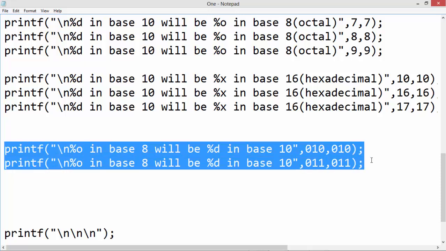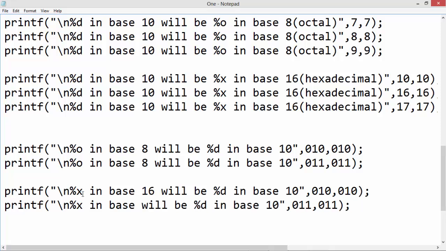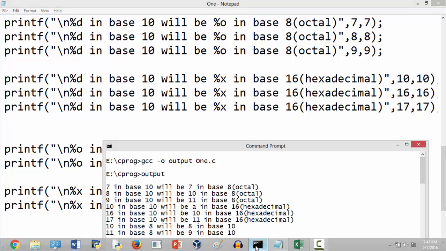Let us go back and look at our base 16. For base 16 I use a format specifier called %x. I can do the double conversion, base 16 to base 10. Suppose I give 16 in base 16, and let me see what the decimal equivalent of that is, and here I will give 17. One way of looking at it. Let me run this code.